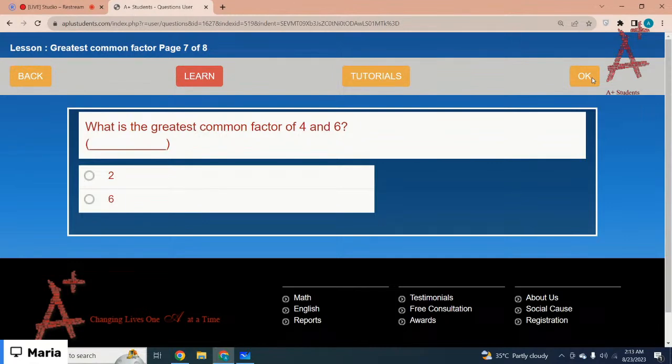What is the greatest common factor of 4 and 6? So which is the number that can divide both 4 and 6? 2 is the number that can divide both 4 and 6, right? So the greatest common factor is 2. The correct option is 2.